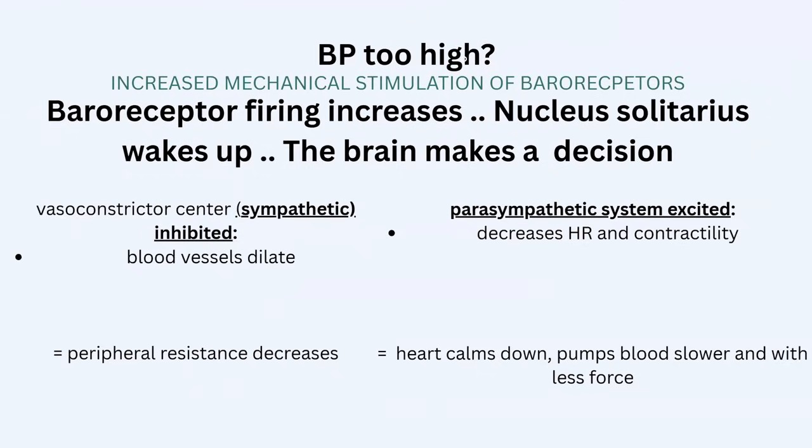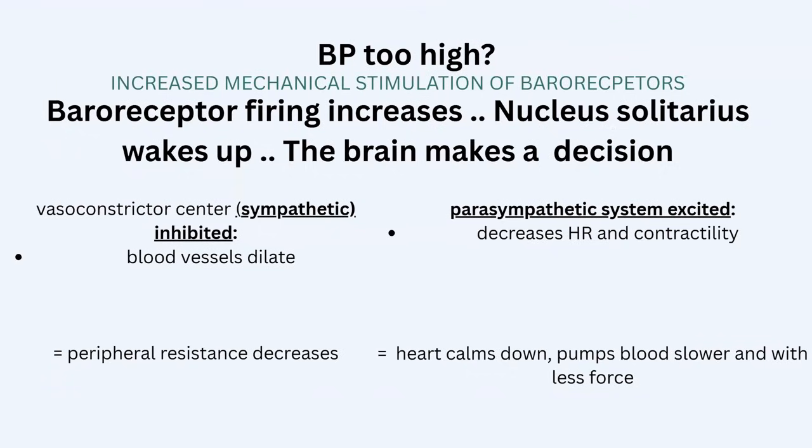So that means that you have increased mechanical stimulation of baroreceptors, because blood is a physical entity, right? It's going to stretch the walls of the arteries, and that is going to mechanically stimulate these baroreceptors. So the baroreceptor firing increases. They're like, oh my God, what's going on? Why are we getting activated? The nucleus solitarius in the brain is going to wake up. It's going to be like, whoa, what's going on? Why is there so much firing?